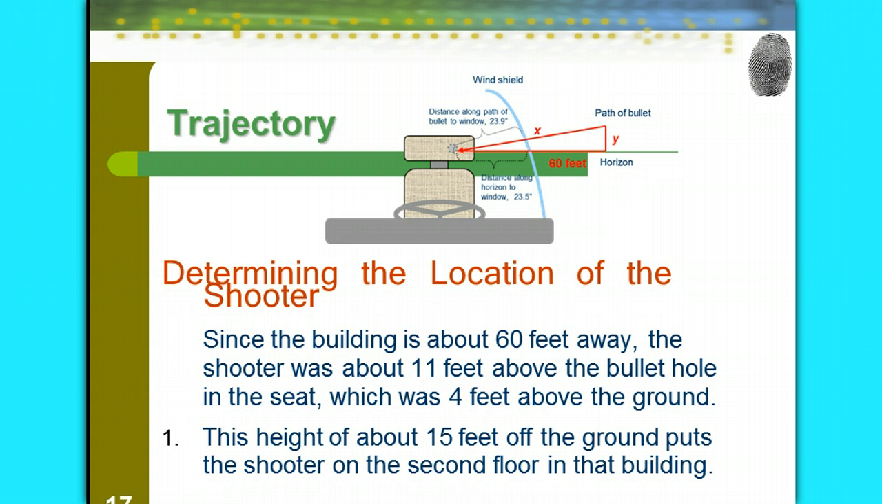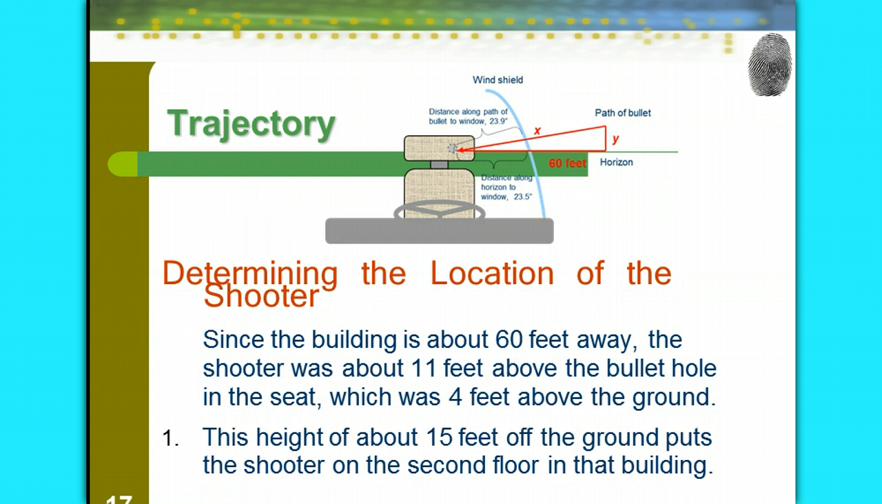In this situation, the building, which is not in the image above, is 60 feet away. So we know that distance, that's a known distance. And we know, based upon that angle of trajectory, that the shooter was 11 feet above the bullet hole in the seat, which was 4 feet above the ground. So this means that the height of the shooter was about 15 feet off the ground. That would put the shooter on the second floor in that building.